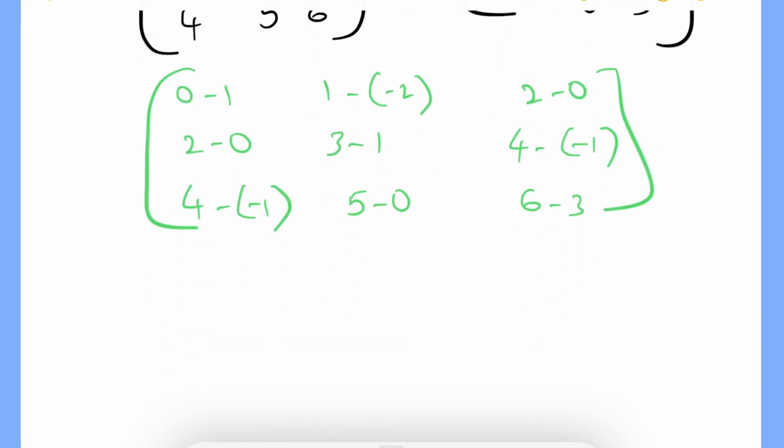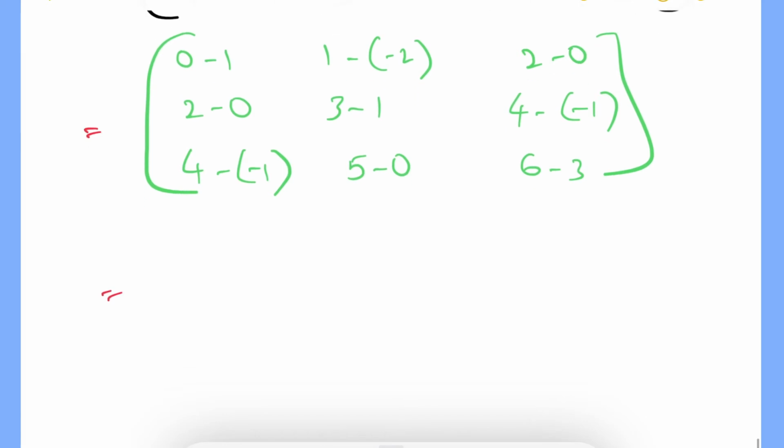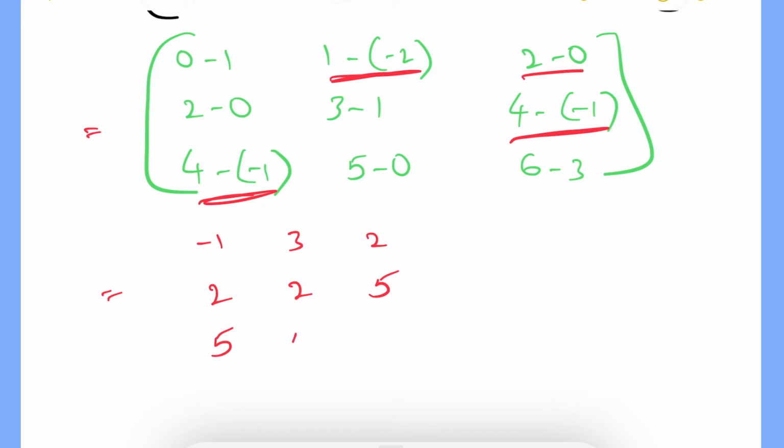Zero minus 1 is minus 1, 1 minus of minus 2 is 1 plus 2, 3, 2 minus 0 is 2, 2 minus 0 is 2, 3 minus 1 is 2, 4 minus of minus 1 is 4 plus 1, 5. Again 4 minus of minus 1 is 4 plus 1, 5, 5 minus 0 is 5, 6 minus 3 is 3.